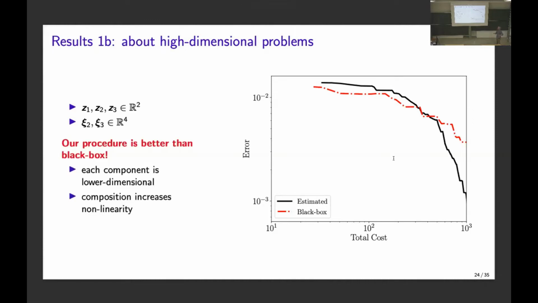Why is that? Well, because each component has fewer parameters, right? The whole thing has 12 parameters, each component has 4 parameters. So approximately, something which is 4-dimensional is easier than 12-dimensional. So that's one point. And also, composing models is more expensive, right?